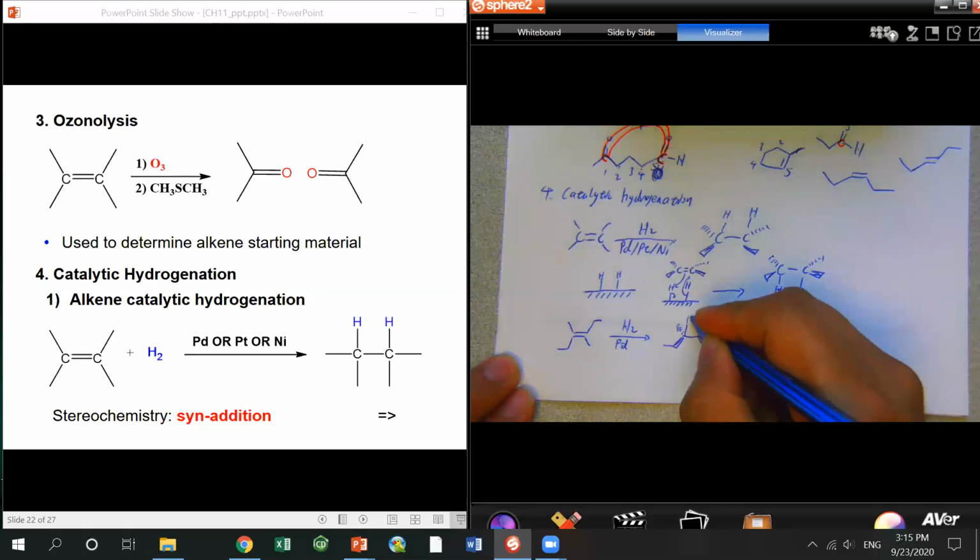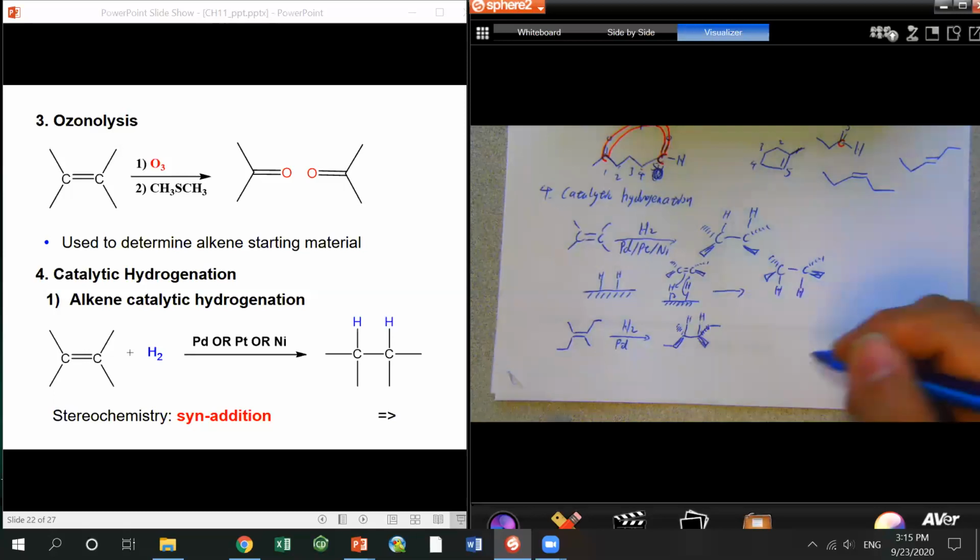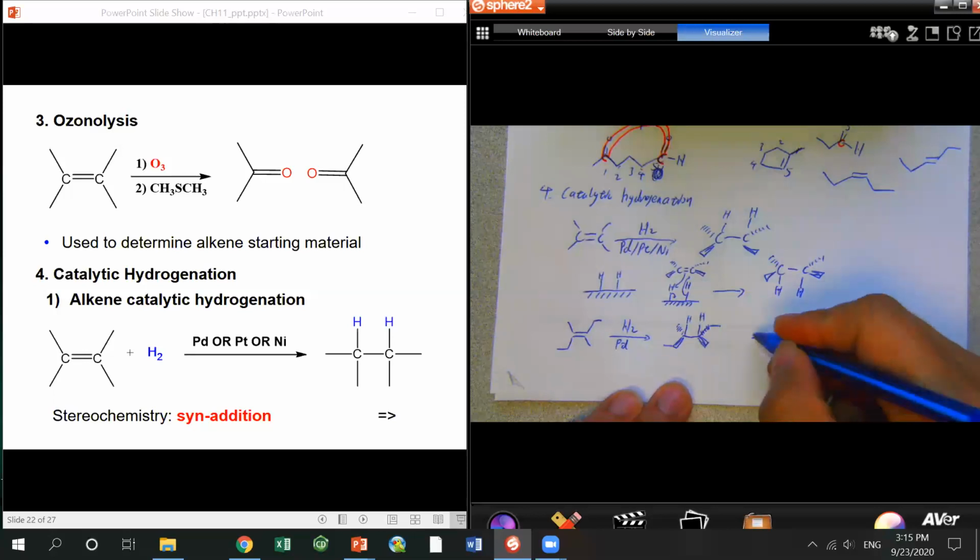Right, so for example, we add this hydrogen from the top. Also, we can add this hydrogen from the bottom. So both are the same kind of addition.